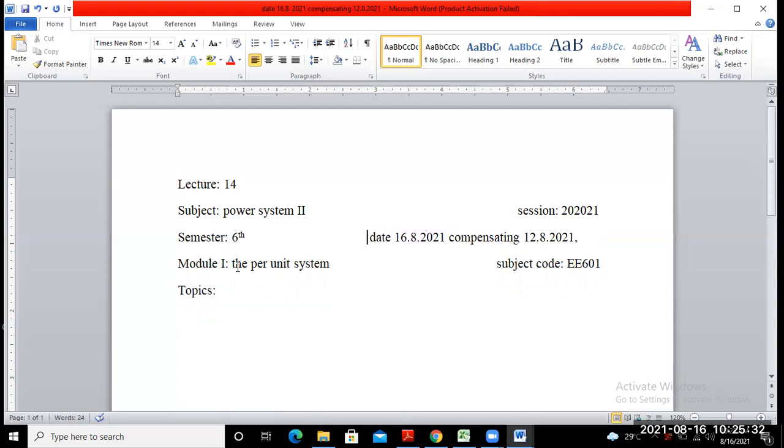Okay, so module one, per unit system. Today we are going to discuss problems based on the per unit system. We already defined all the derivations of the per unit quantity in the previous class. So, problems based on the per unit system.